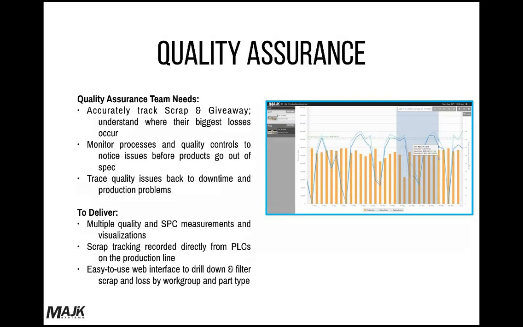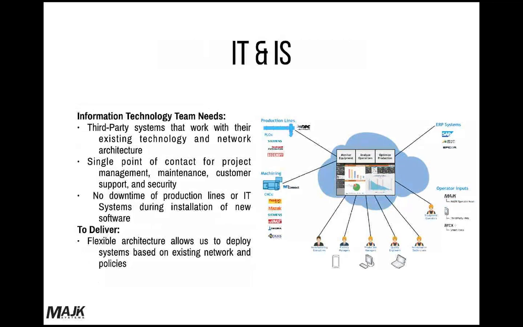Quality assurance, being able to dive into those SPC measurements, scrap and quality tracking, all very important. And then your IT or IS teams, they really want third-party systems that work with their existing technology and network architecture. So we were talking about those network architectures previously. It's not necessarily so much what network architecture you have. You just want to make sure that you're working with teams that all agree on the same network architecture, or you're working with vendors that can provide connectivity over those network architectures.